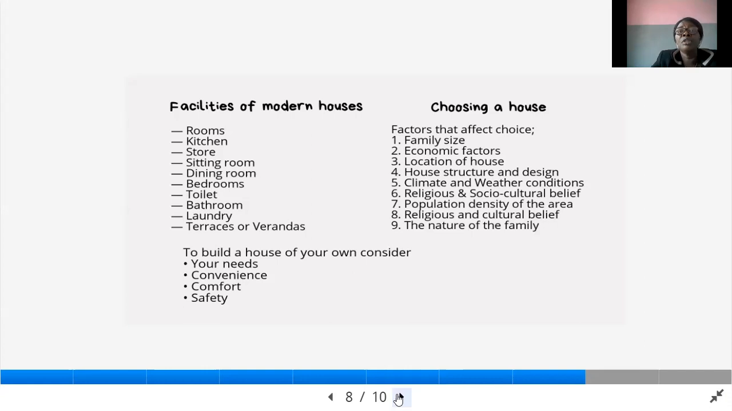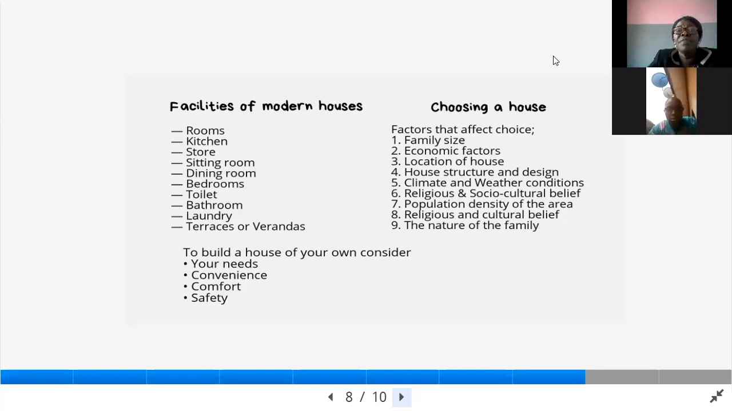And to build a house of your own, you must consider some factors. There are factors in choosing a house, factors that affect the choice of a house.